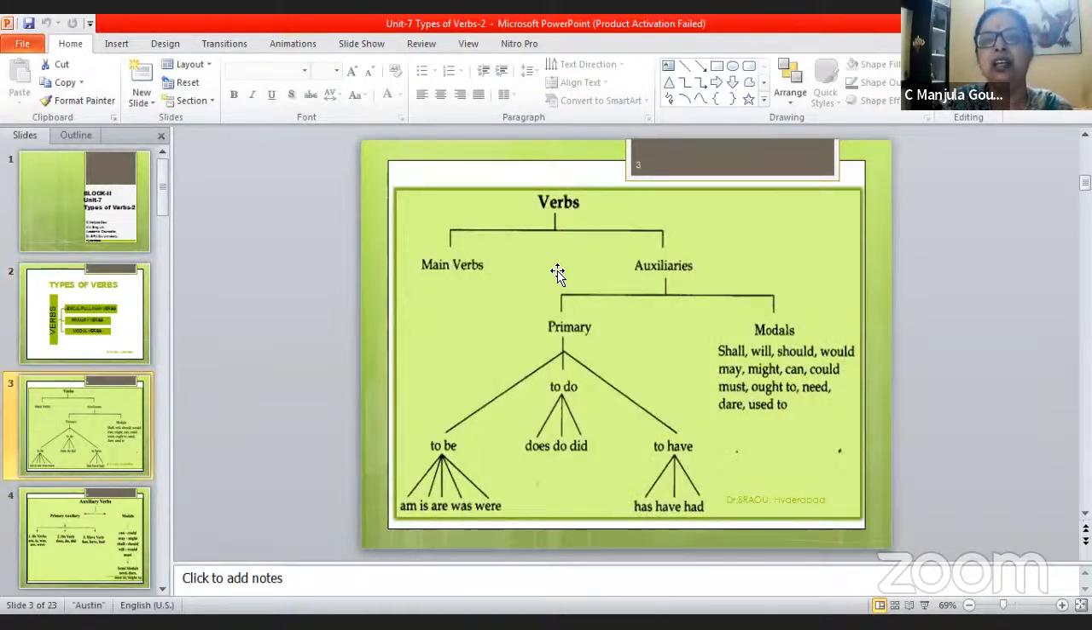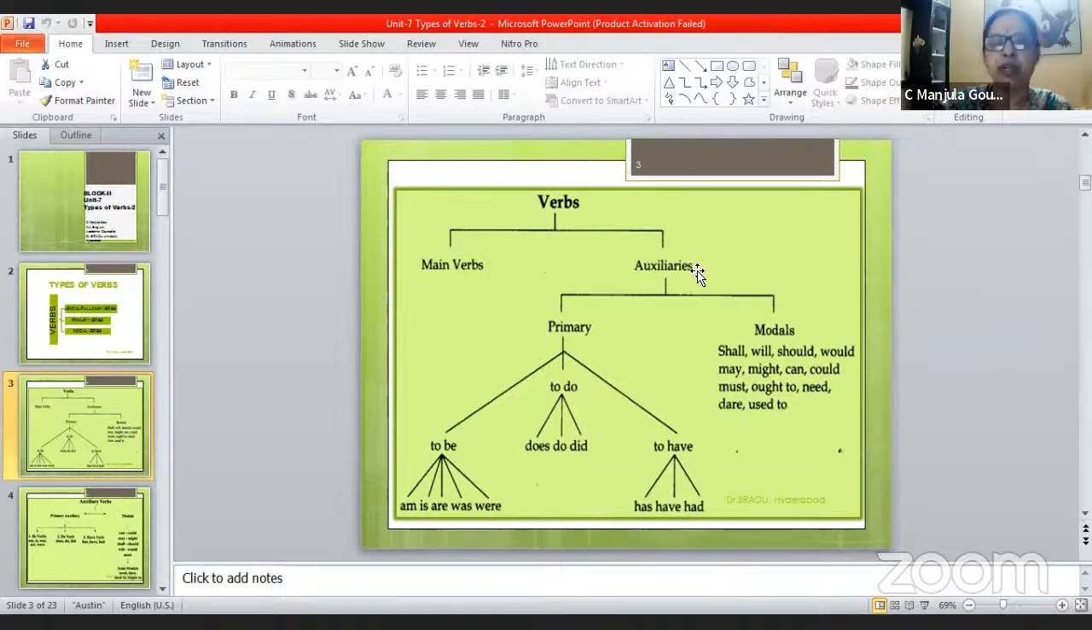Now look at this. Verbs are divided into main verbs or auxiliaries. The main verbs are nothing but the full verbs or the lexical verbs that we have learned in the previous class. Now, when we speak about the auxiliaries, what is an auxiliary? We are going to learn everything now, but just understand that both the primary verbs and the modal verbs, more or less, they both do the same function. That is the reason you can categorize them under the same heading.